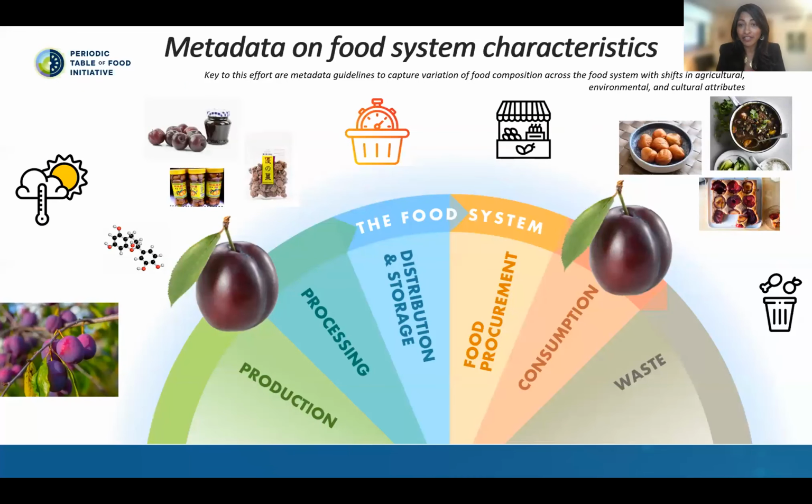Key to our effort of understanding food composition is understanding the rich food system characteristics that shape food composition. So very much we're working on developing guidelines to capture this variation across the food system, whether with shifts of agriculture, the environment, as well as cultural attributes.